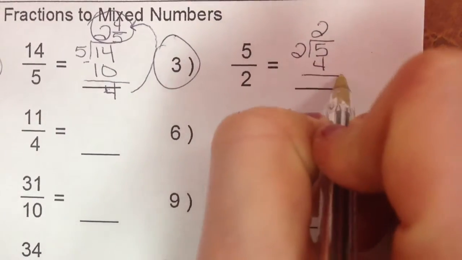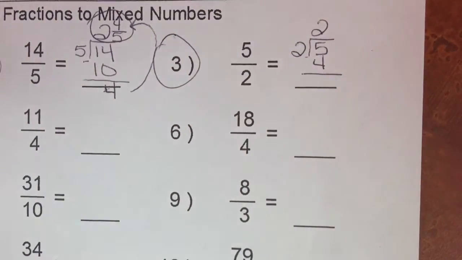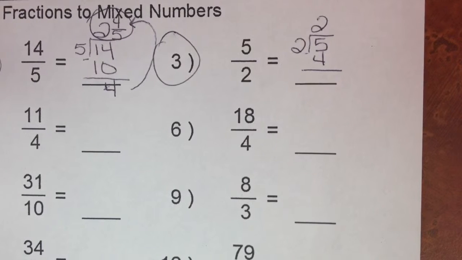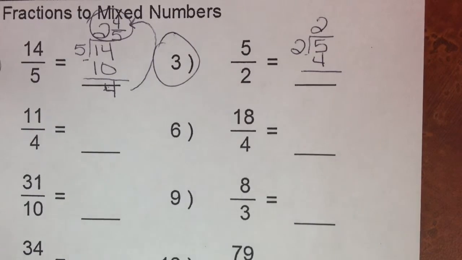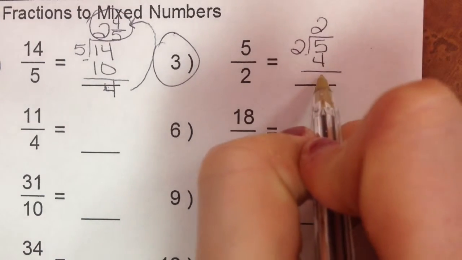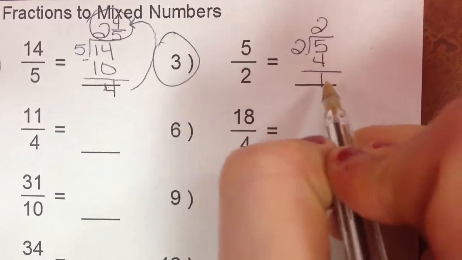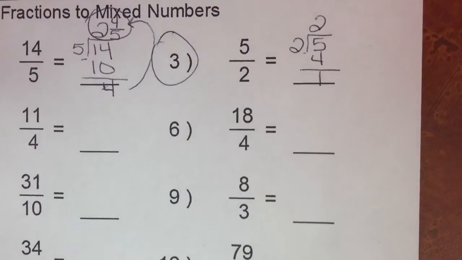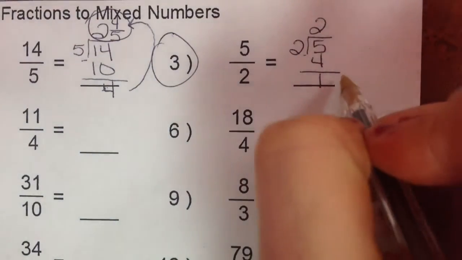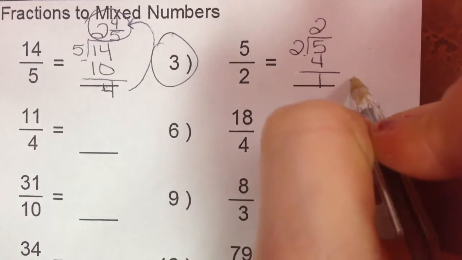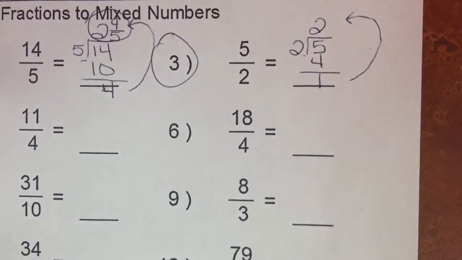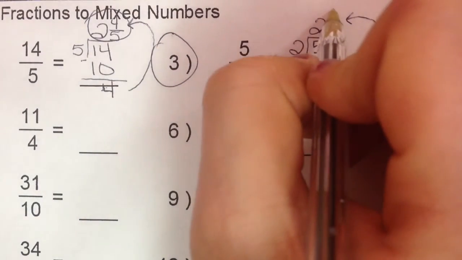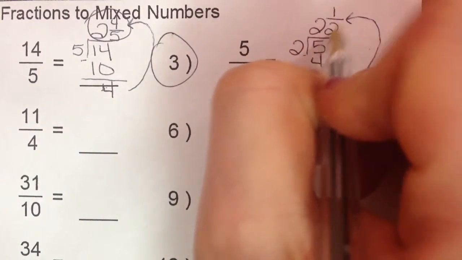4. Draw out our subtraction sign in our division bar, or subtraction bar, sorry. And 5 minus 4 is 1. Now does 2 go into 1? No. And so then 1 is our remainder. So we have to take it to the top of the fraction bar. And we get 2 and 1 over 2.